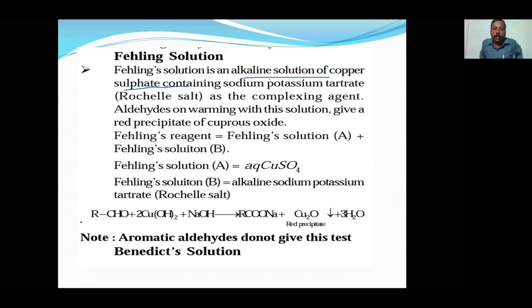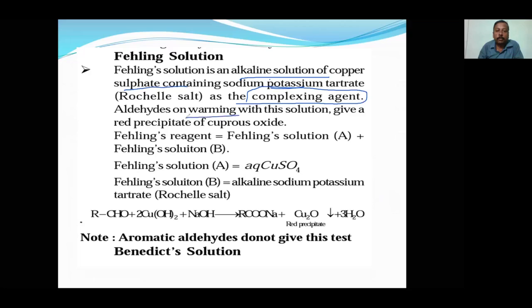CuSO4 with sodium potassium tartrate. Sodium potassium tartrate is tartaric acid with sodium and potassium. Both will be there. In the tartaric acid, at one place it will be sodium, at another place it will be potassium. So as a complexing agent, what is the purpose? It will form the complex.